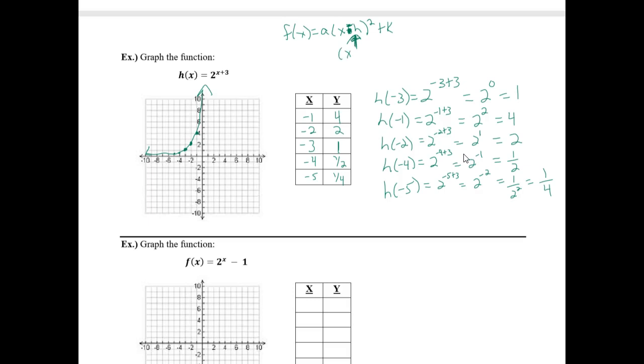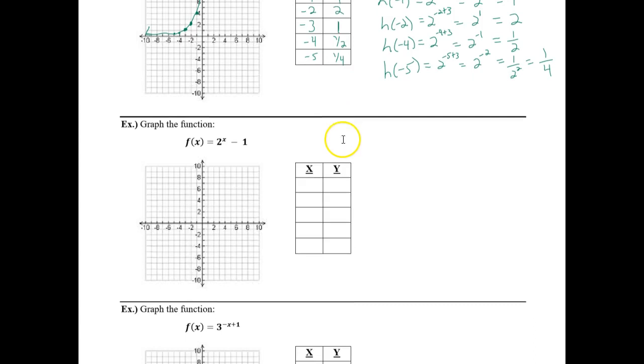So if it was x plus 3, that means it shifted left 3. Same idea here. If there's something up there with the x value, it's going to shift the opposite way of whatever sign that is. Plus 3 is going to go left 3. If it was minus 3, it would go right 3. It's going to go the opposite way of whatever sign that is, and it's going to go this many units.